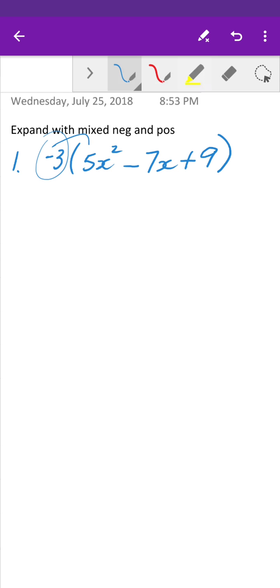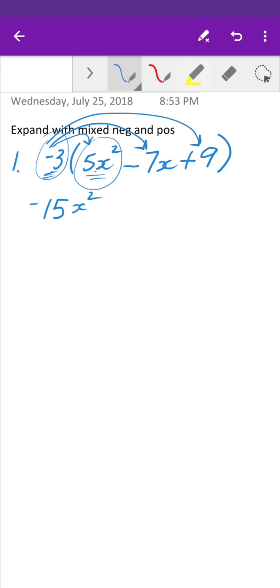So we've got a negative times a positive, then we will have a negative times a negative, and finally we will have a negative times a positive. So negative 3 times positive 5x squared becomes negative 15, because negative times a positive is a negative. 3 5s are 15, and all the variables is x squared.